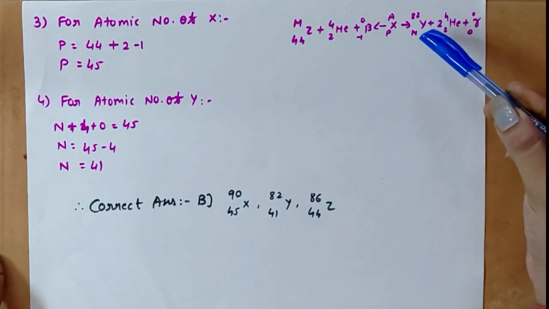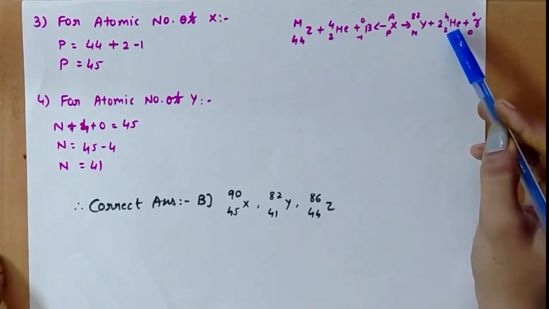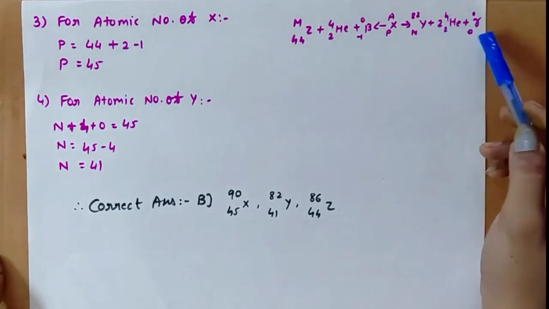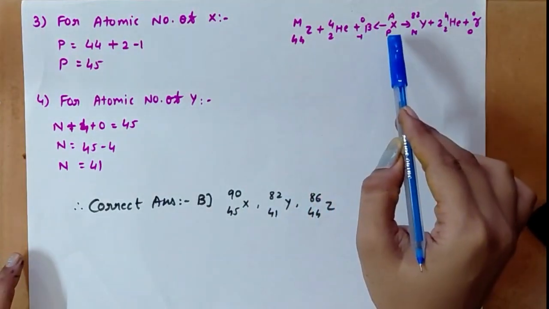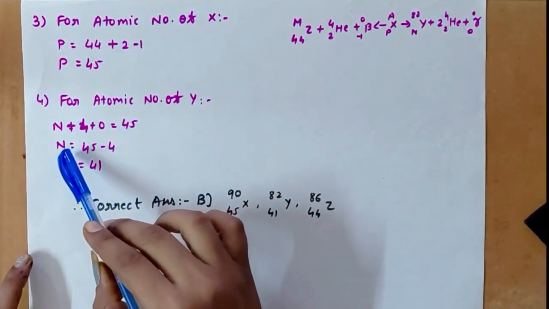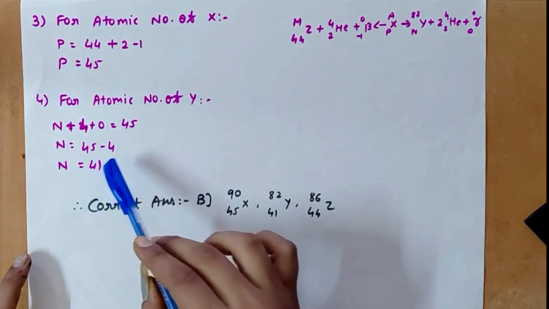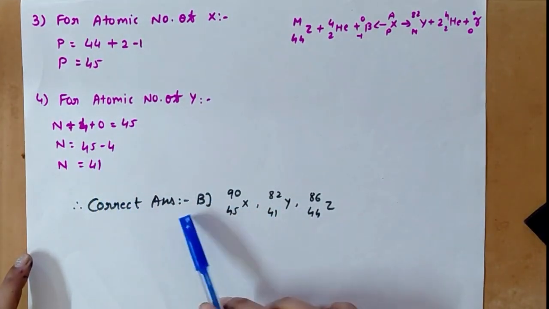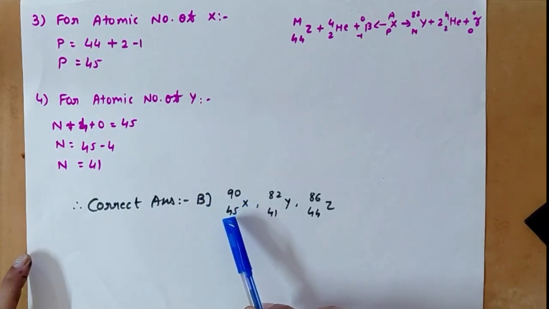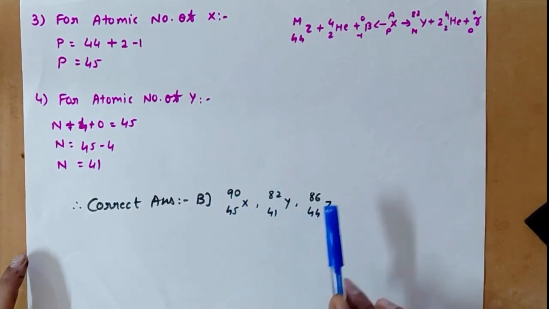And now for the atomic number of Y, N plus 2 (the atomic number of helium) plus 0 is equal to the value of P, and the value of P is 45. So the value of N is equal to 45 minus 4, so N is equal to 41. So our correct answer is B: X 45 90, Y 41 82 and Z 44 86.